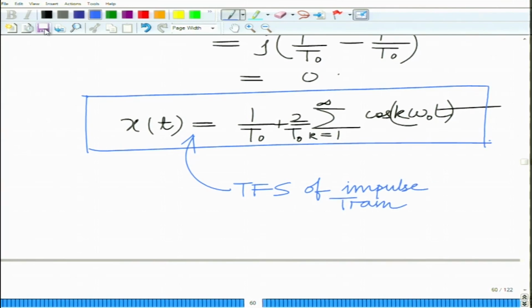This is the trigonometric Fourier series of the impulse train, which is 1 over T naught plus twice over T naught summation k equal to 1 to infinity cosine k omega naught t. Okay. So, basically that explains both the CEFS and the TFS of the impulse train, and as already alluded to, this plays a very important role in the sampling of a continuous time signal, which we are going to look at slightly later in one of the later modules. Okay. Let us move on to another problem.